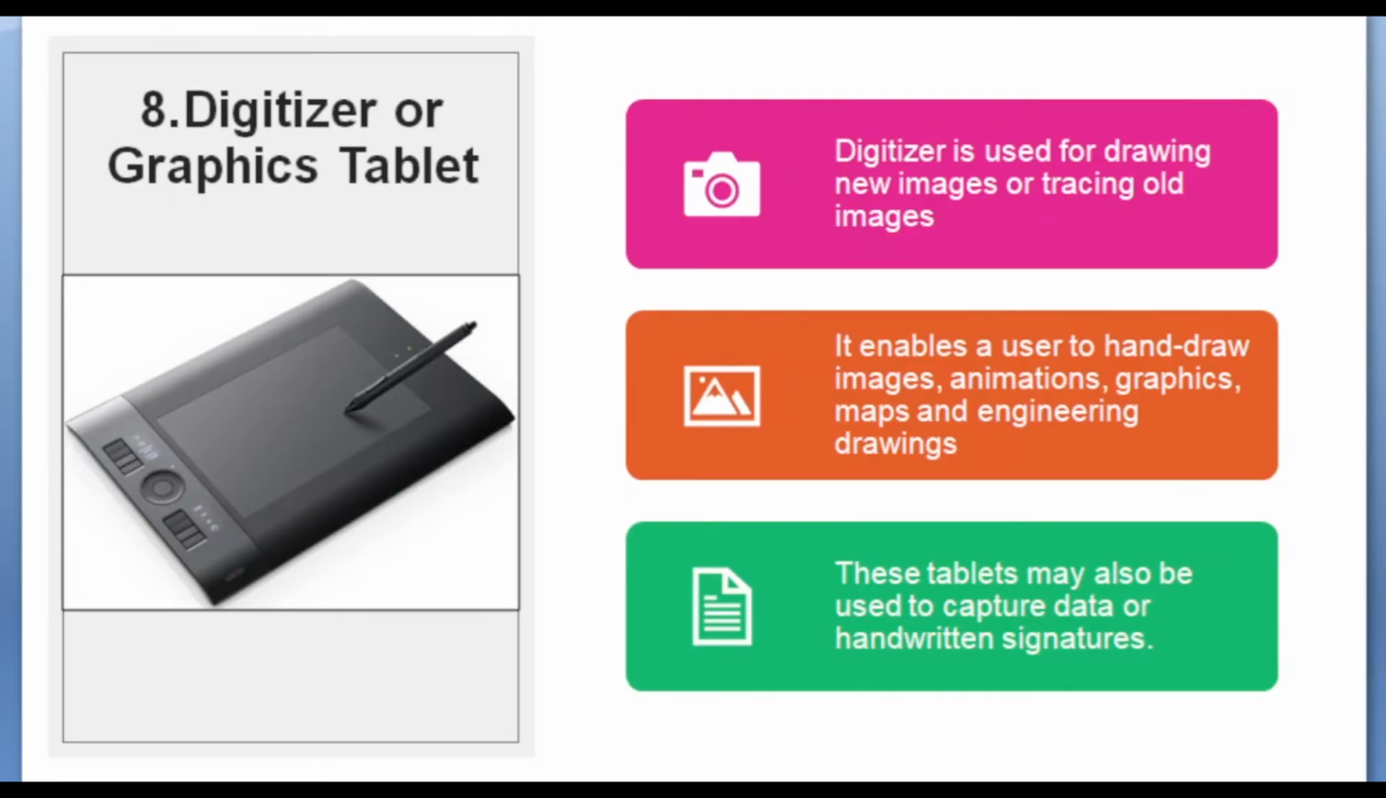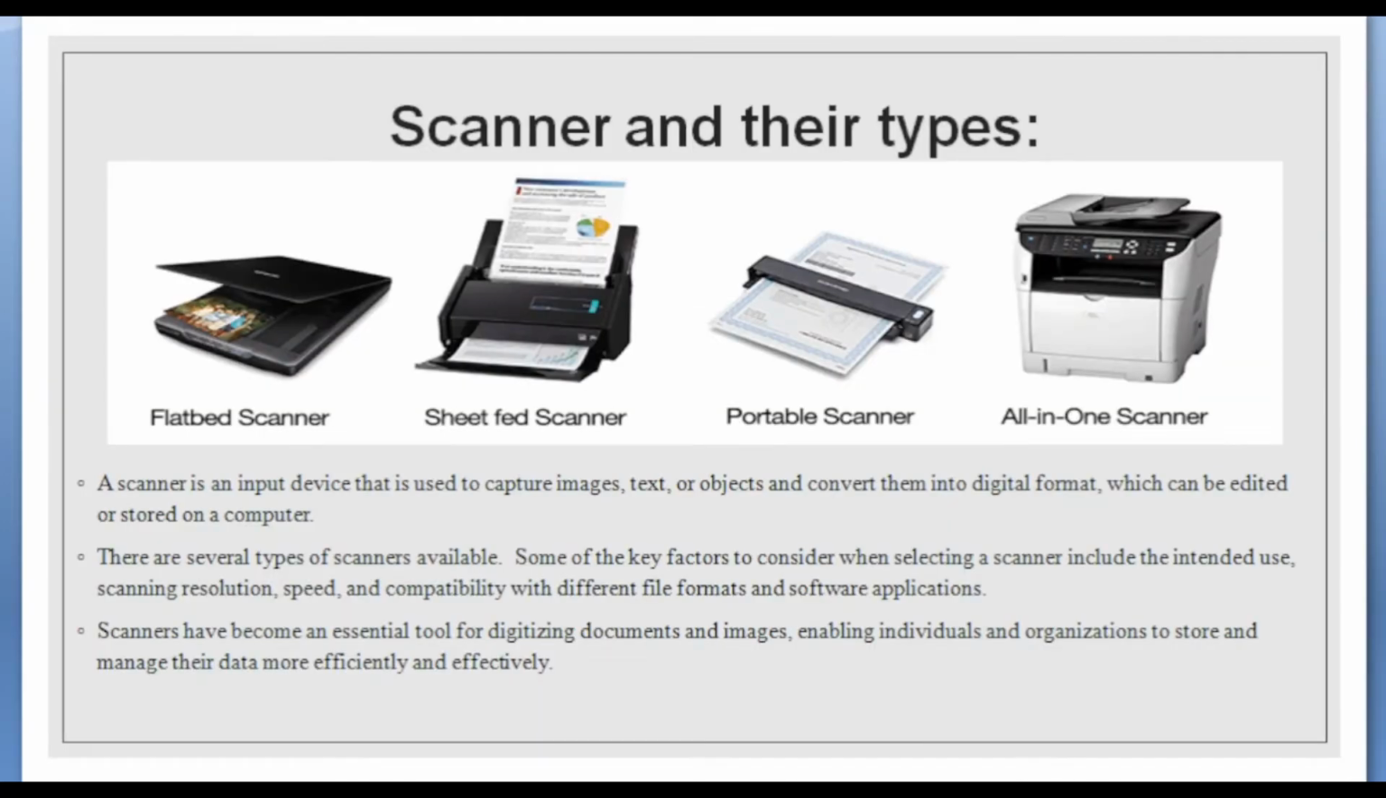Next, I'll discuss another type of input device, which is scanner. Scanners are input devices which allow us to capture images, text, or objects and convert them into digital format, which makes them easy to edit and store on a computer. There are several types of scanner available, and each of them has its own unique features, like flatbed scanner, sheetbed scanner, portable scanner, all-in-one scanner.